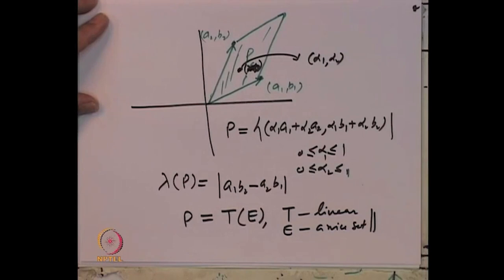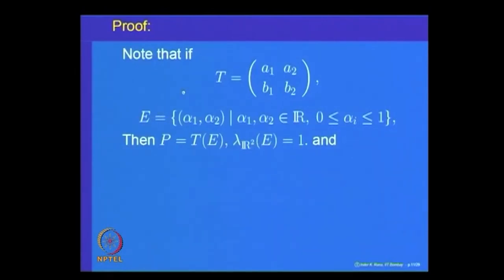And it is not difficult to guess what is T and what is E. So, let us just look at that. Let us observe that T is the matrix with the components A1, A2, B1, B2. So, the first column is the vector components (A1, B1), and the second column is the vector components (A2, B2). If I look at this transformation T and look at the set E with components alpha 1, alpha 2, where alpha 1 and alpha 2 are real numbers between 0 and 1, what is this set E?